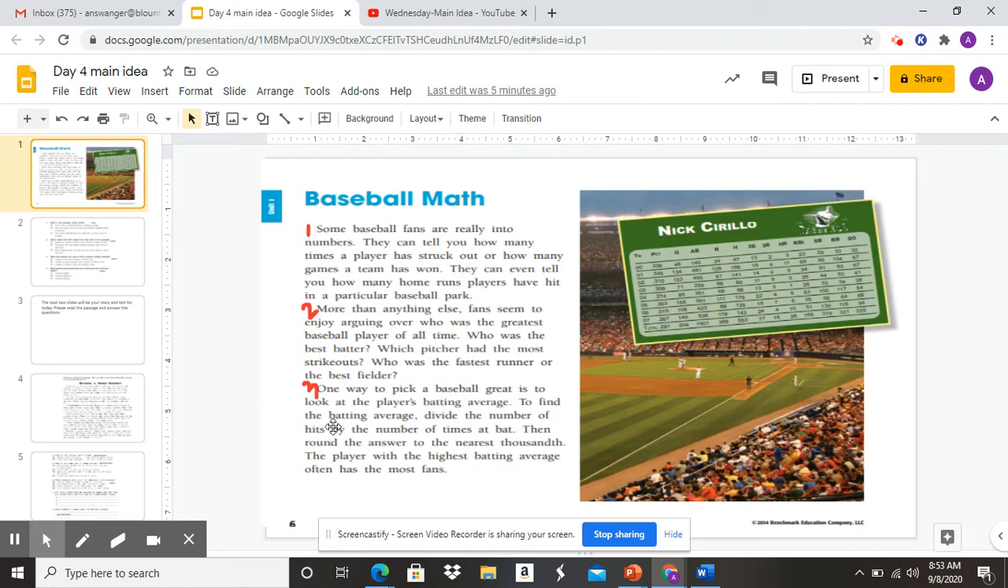Let's read paragraph 3. One way to pick a baseball great is to look at the player's batting average.